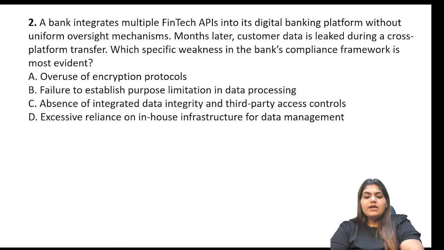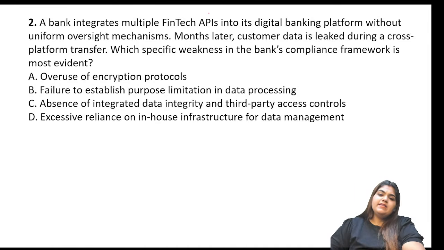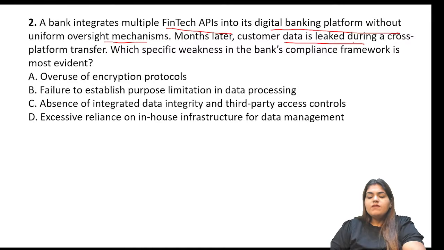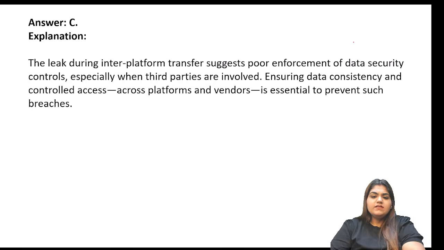Absence of integrated data integrity and third-party access control. A bank integrates multiple fintech APIs into digital banking platforms without uniform oversight. Months later, customer data is leaked, because we have a lot of information. We have multiple apps. C is the correct answer.